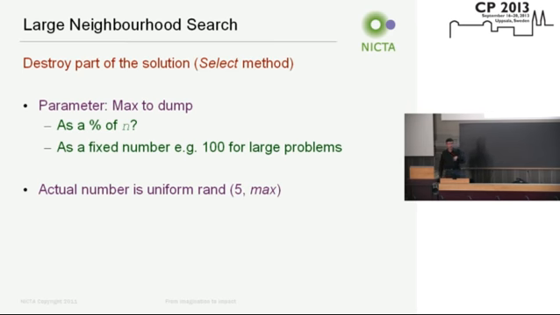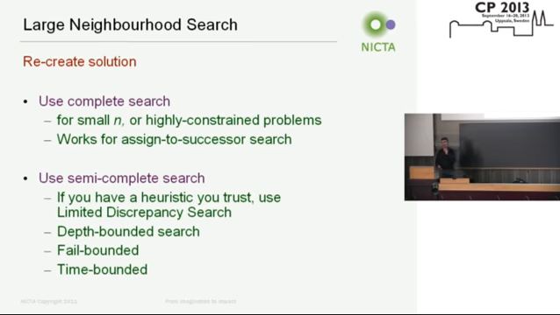The usual way of doing this, or my favourite method, is due to Ropke and Pisinger, and what they use is a maximum number to dump. So if I've got a 1,000 node problem, I might say the maximum to dump is 100 nodes, and I'll destroy 100 nodes from my solution and then put them back. Okay, so how do I put them back?